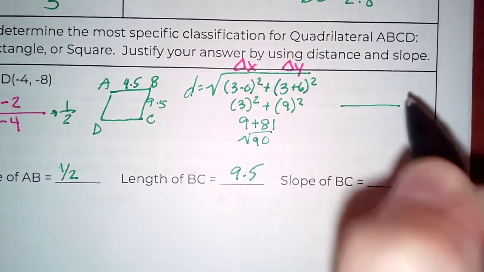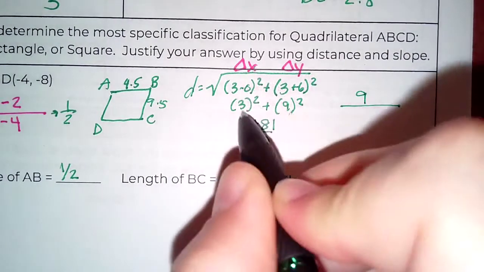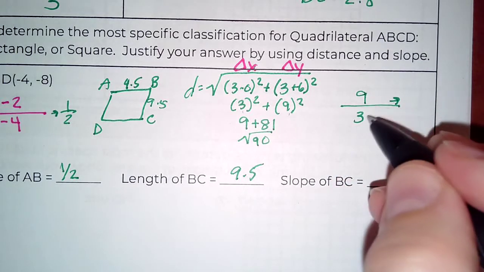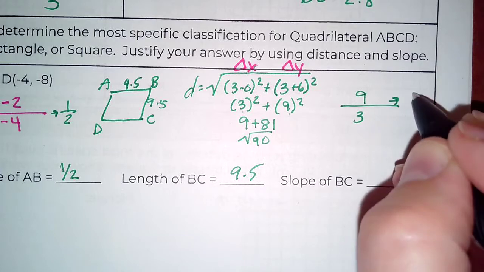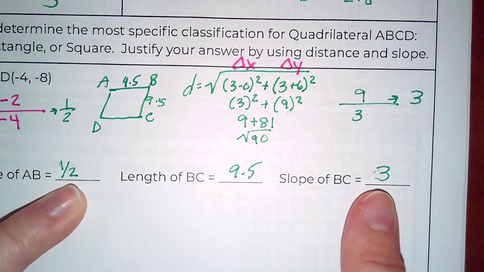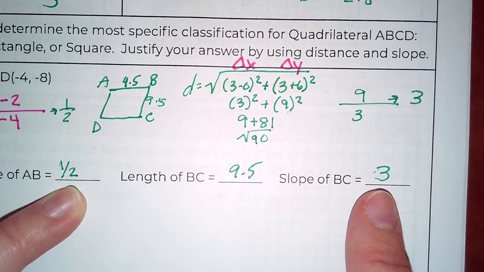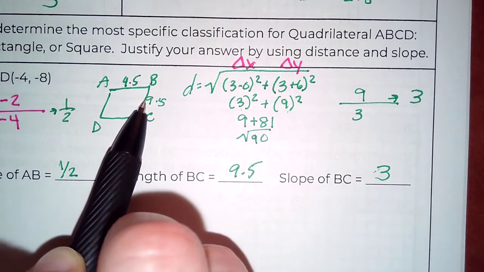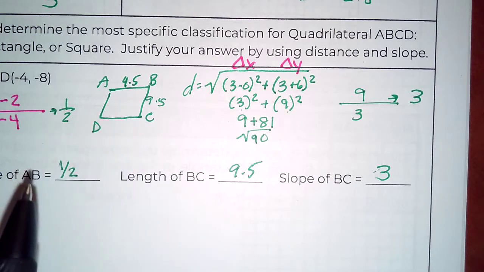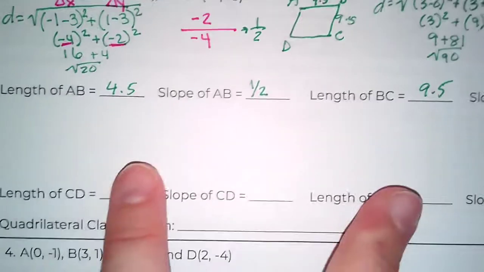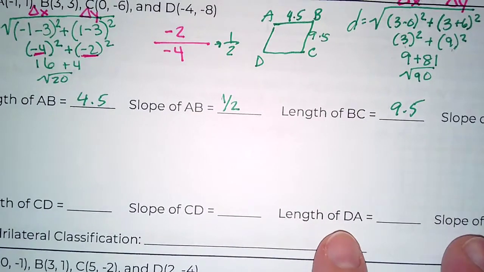So if I use my change in y's, 9, over my change in x's, 3, let's reduce that. 9 over 3, what's 9 divided by 3? 3, or 3 over 1. Are these opposite reciprocals? No. So they are not perpendicular. So these two sides are different lengths and they're not perpendicular. So I'm thinking, what shape? Parallelogram. I have to make sure that these match in order to determine for sure.